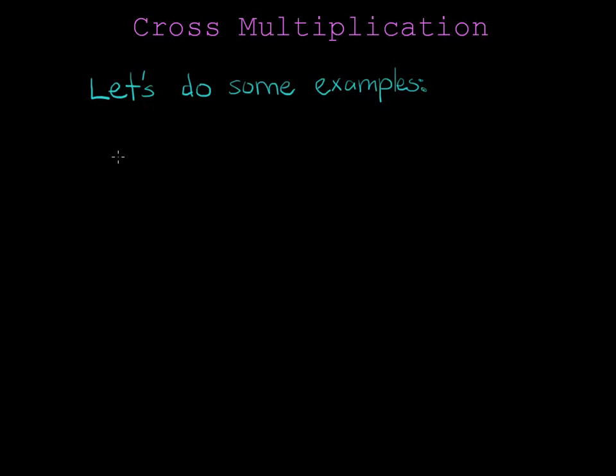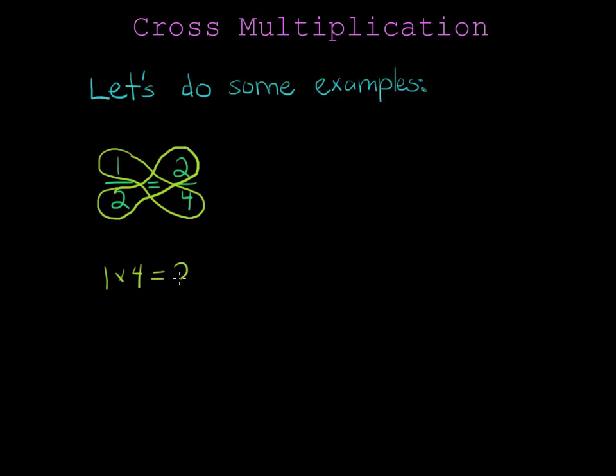So let's take a look at an example that we all know is true, and that's 1/2 is equal to 2/4. Now, cross multiplication tells me that I can take the numerator of the first fraction and multiply it by the denominator of the second fraction, so in this case 1 times 4, and set that equal to the denominator of the first fraction times the numerator of the second fraction. So in this case, 2 times 2. And if I draw circles around it, it kind of makes an X, like for multiplication.